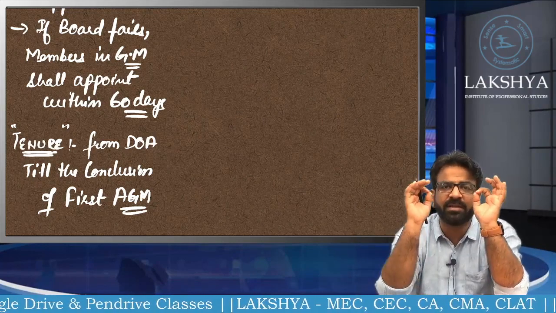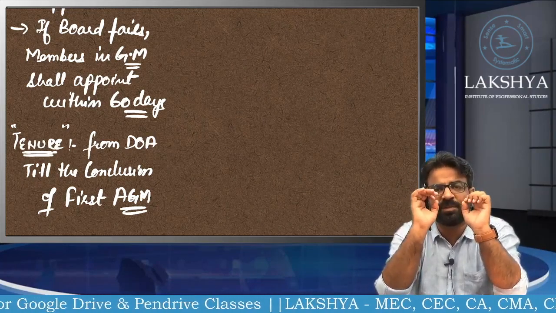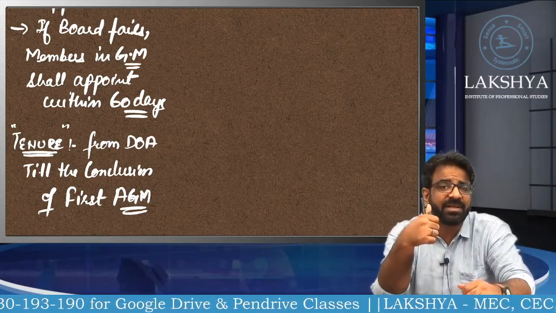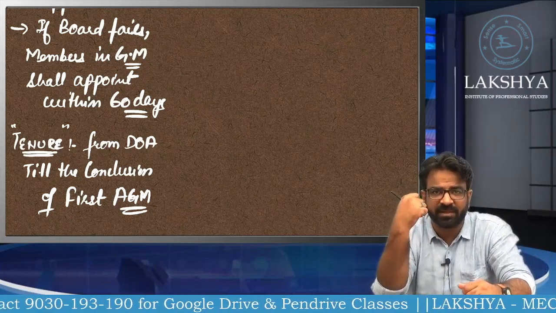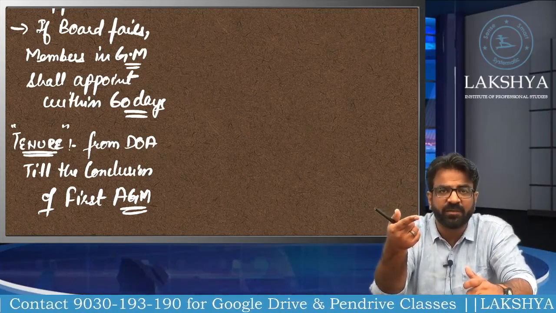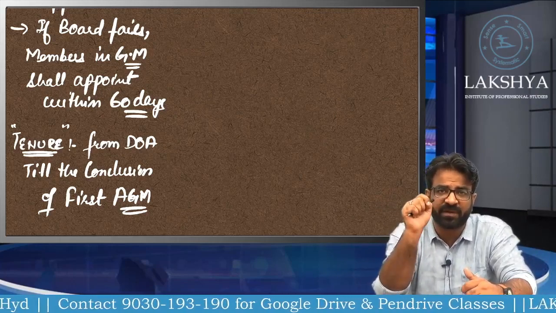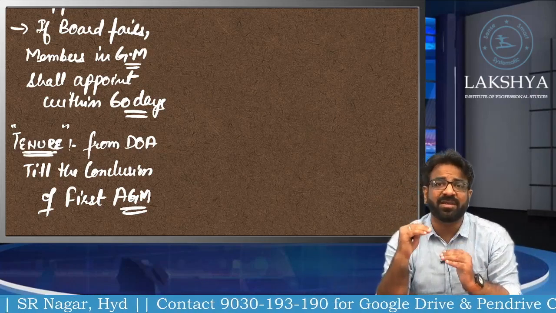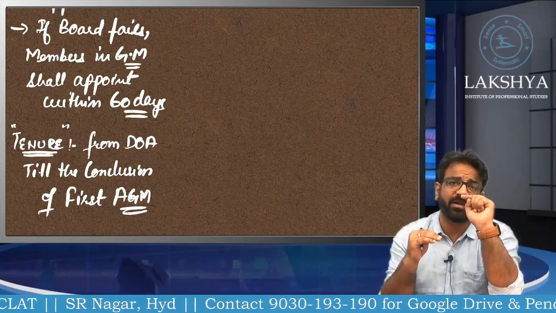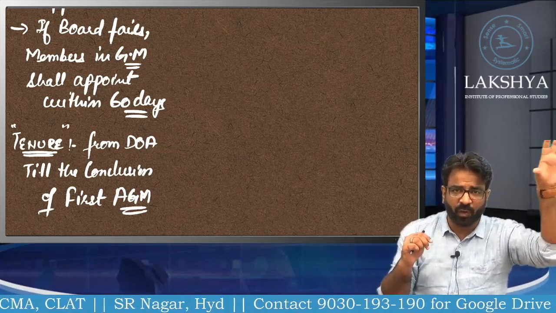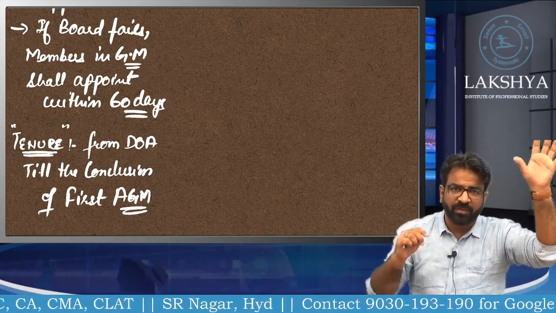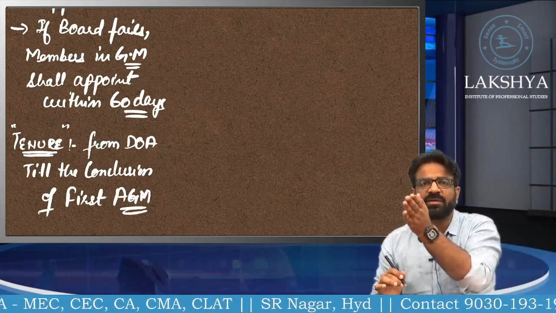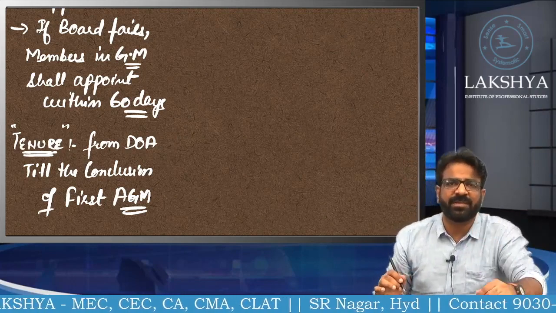First AGM. Everybody just try to remember when the first AGM of the company is to be conducted. It is to be conducted within 9 months from the end of the first financial year. So whenever the government company conducts its first AGM, that is going to be the last day for the first auditor of the government company. From the date of appointment, the day when he is appointed, till the conclusion of the first AGM, this first auditor of the government company is going to be appointed.